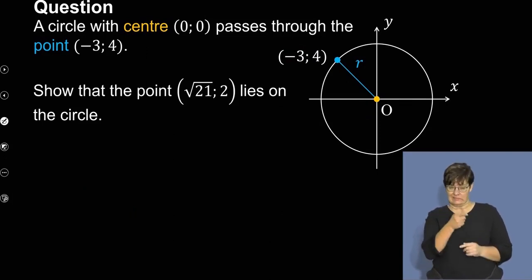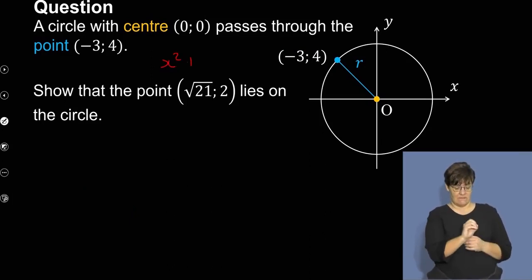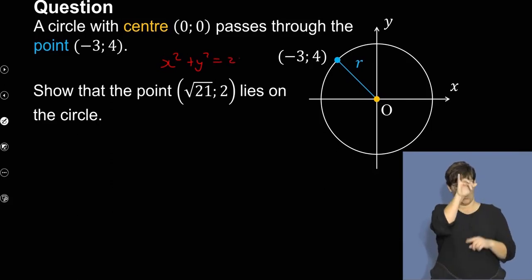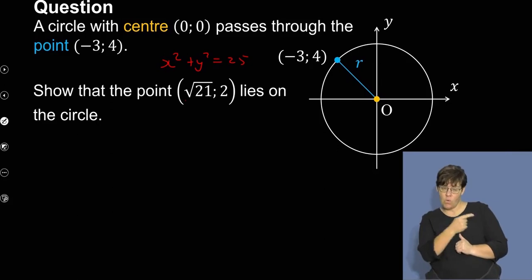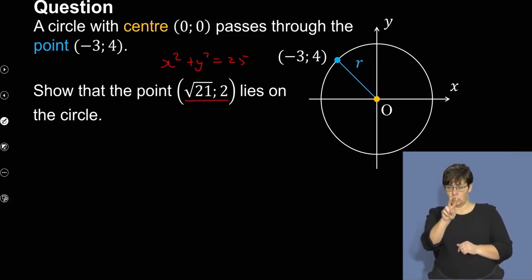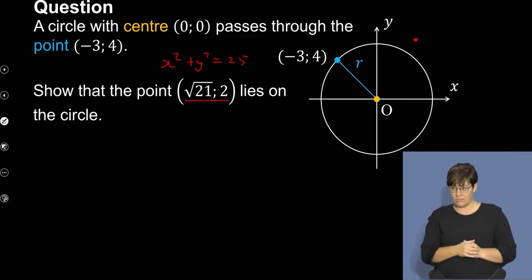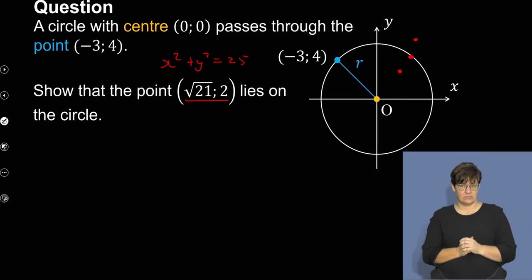This example continues. It's question C. We've got our equation, which is x squared plus y squared is equal to 25. And they want us to say whether this point, square root 21 and 2, lies on this circle. So is it there, or is it actually on my circle? So how do we do this?